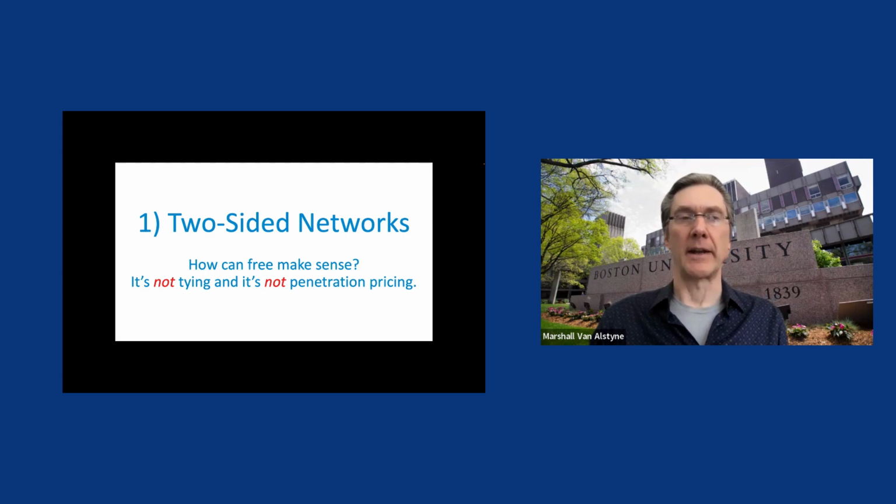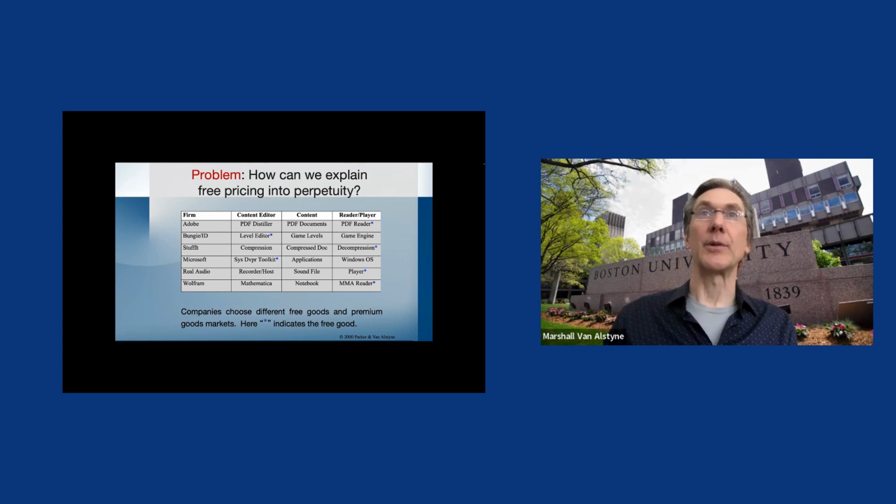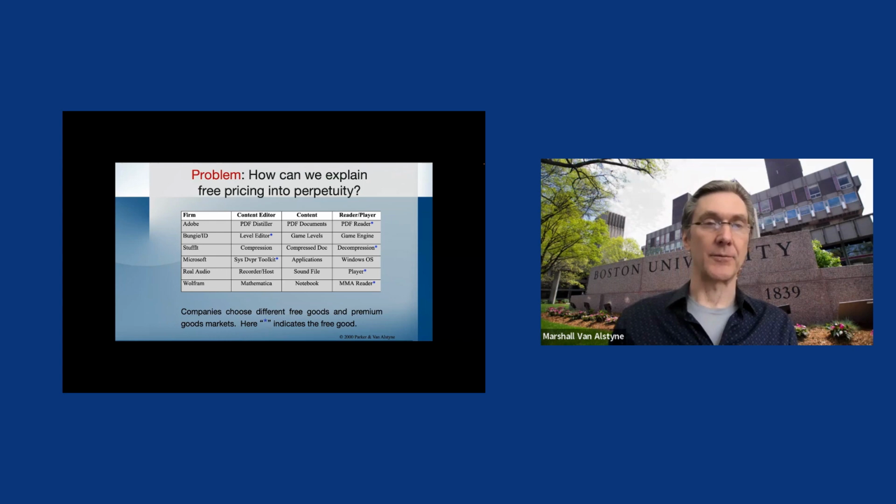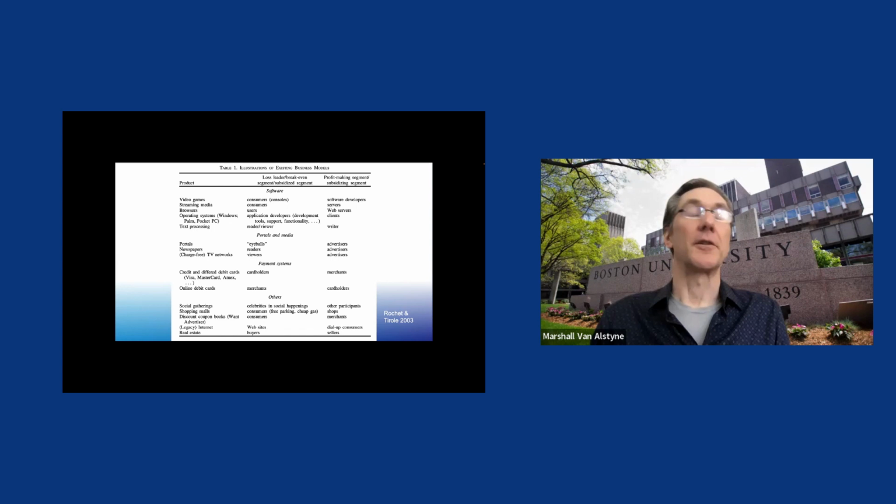So what was happening? To give you a kind of fun slide from 20 years ago, this is work with Jeffrey Parker. This is literally a 20-year-old slide. We look at the different content: the PDF distiller and the PDF reader, or the game engine and the game level editor, or the audio recording and audio playing, or Wolfram Mathematica and Mathematica Reader. In fairness to our audience, Jean-Charles Rochet also had a wonderful chart in their paper on something quite similar. It also included credit cards and shopping malls and real estate as other examples of these two-sided markets.